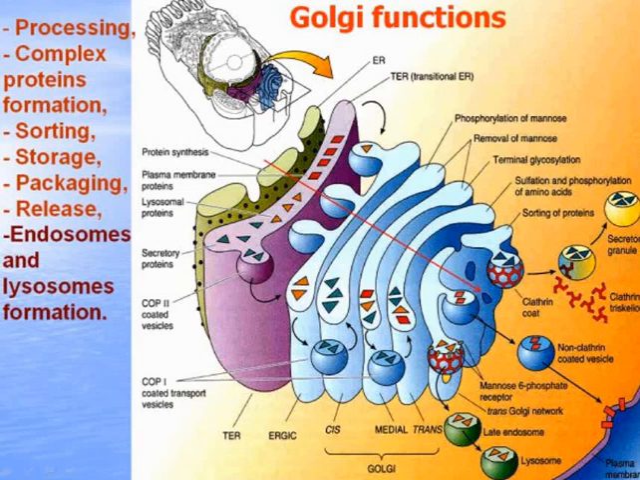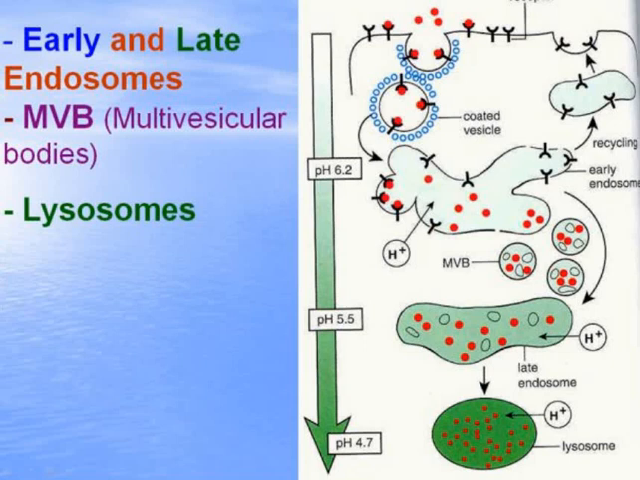A release by secretion, a release and embedding inside the cell membrane, endosomes and lysosomes formation. Endosomes are vesicles containing different enzymes, especially protease, which destroy organic compounds, first of all proteins. Endosomes may be early and late.